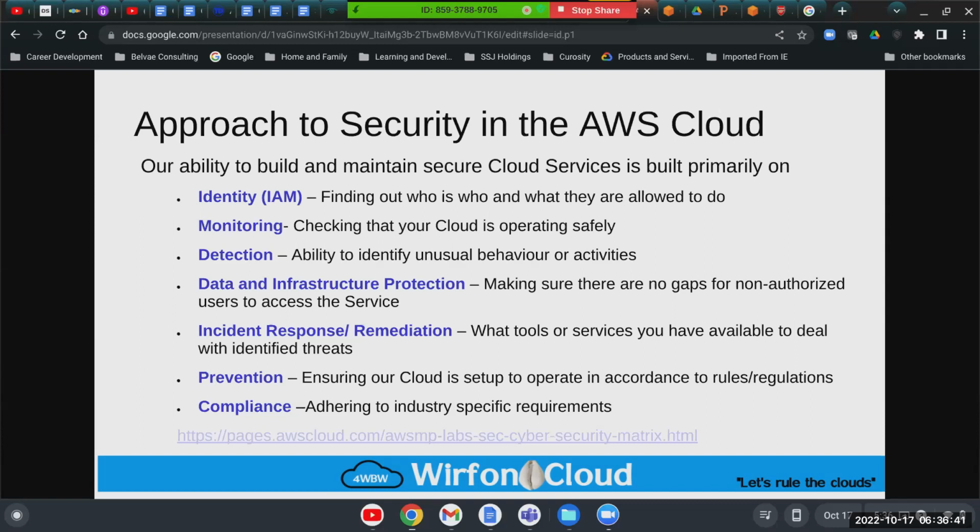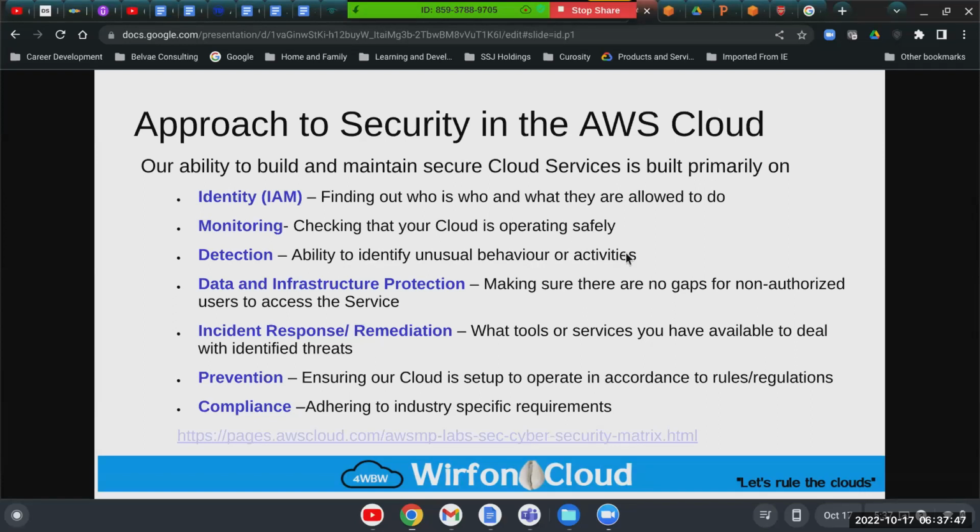So as you can see, identity access management, something which you've covered before, is all about finding who is who, and what they're allowed to do when they're dealing with AWS services. There's the other element of monitoring, checking that your cloud is operating safely. It is one thing to say that your cloud is safe, but you also have to check that there's nobody lurking in the background who has got through your security gateway. Then you have detection, which is the ability to detect unusual behavior or unusual activities, because one thing cyber threats can do is masquerade as a legitimate user while being up to no good. Then data and infrastructure protection, making sure that there are no gaps for any non-authorized users.